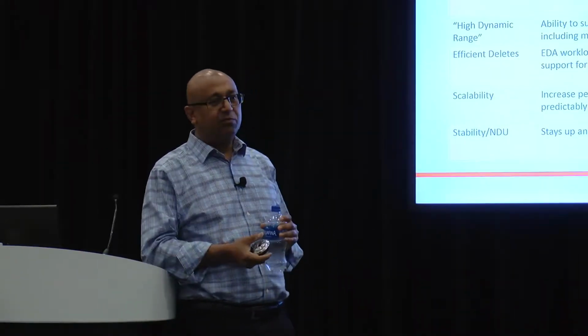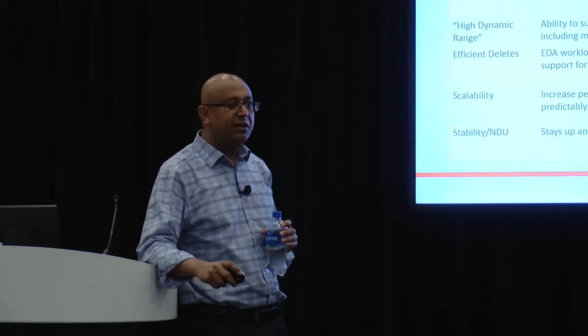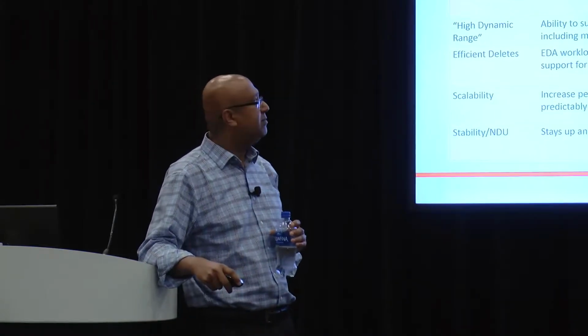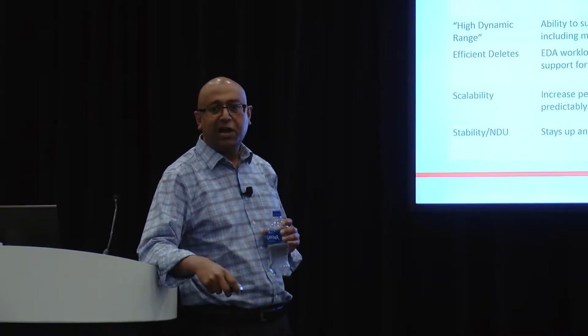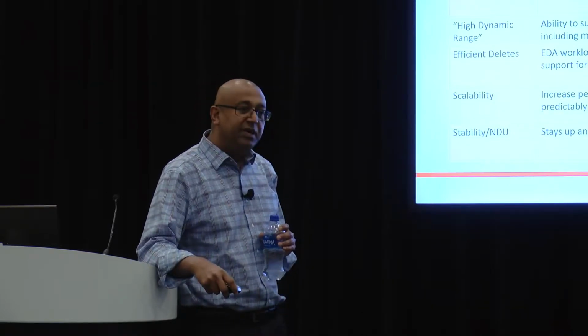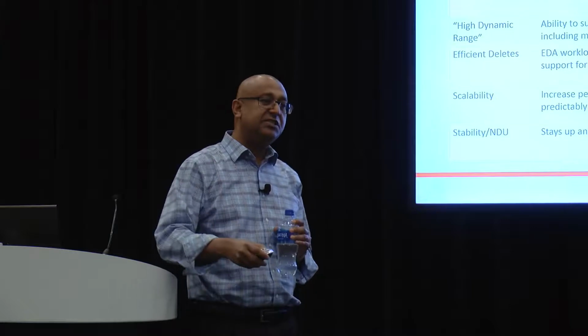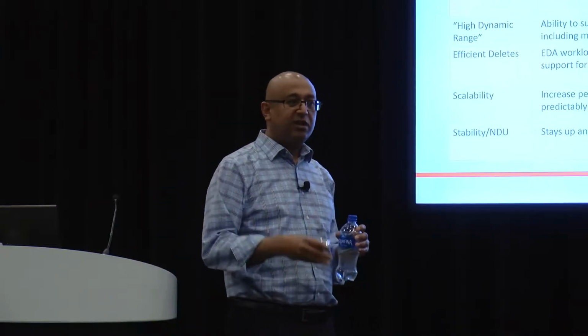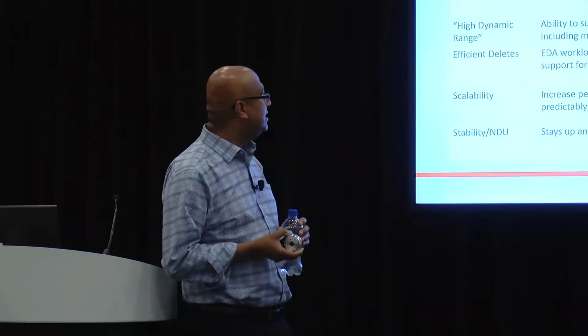So what's needed from storage for good EDA and AI HPC workloads? The number one thing I would say is performance, right? Ability to support high IOPS and bandwidth, and an ability to scale that storage with increasing concurrency. So as you add more compute nodes in your grid, make sure your storage can keep up with that demand.